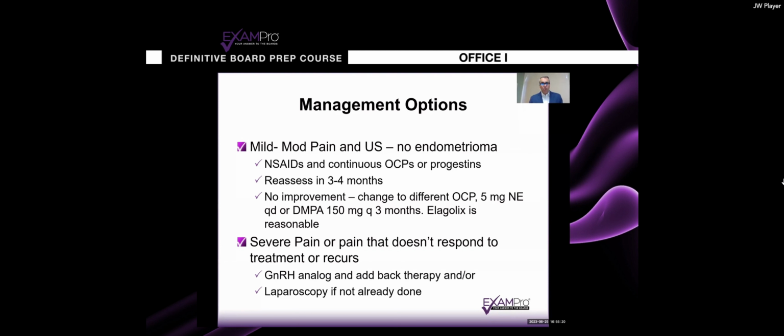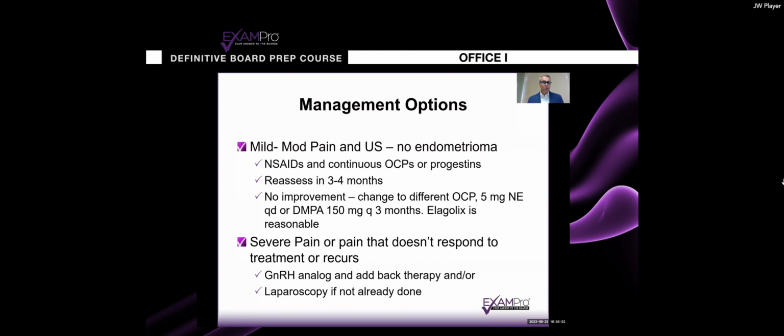So some of the management options, just to give you some idea of how you might present this in the exam. If a patient has mild to moderate pain on their evaluation, their ultrasound does not demonstrate an endometrioma, then we really do start with these conservative things like non-steroidal anti-inflammatories, OCPs, progestins, reassess in 3 to 4 months. This is not something we're going to see the effect in 1 to 2 weeks. We need to give them an adequate trial of therapy. That is a very important point in the exam. When you give somebody therapy, what is an adequate trial? And for different treatments, there are different lengths of time. When you follow somebody up, specifically like with imaging or lab testing, what is the appropriate period of time?